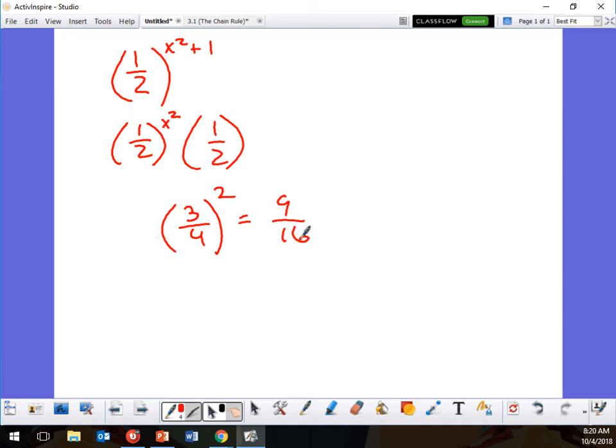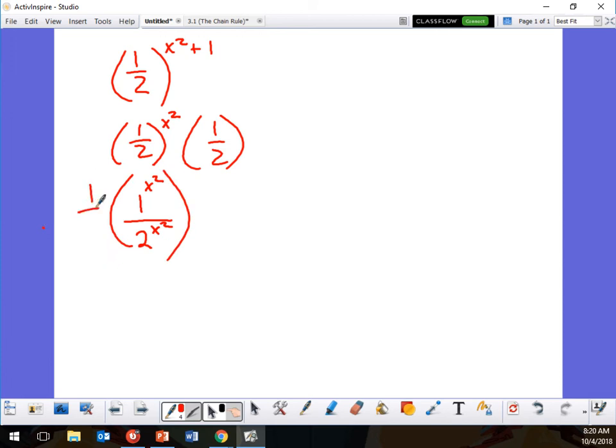I could do the same thing, the same rule, with this up here. Okay, I'm going to use the same rule there. So let's go ahead and do that. Just because it's variables doesn't mean that I can't change it up. So this is going to be 1 to the x squared over 2 to the x squared, right? And that still times my 1/2.